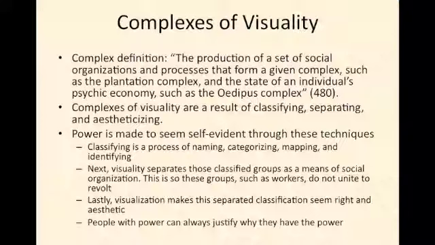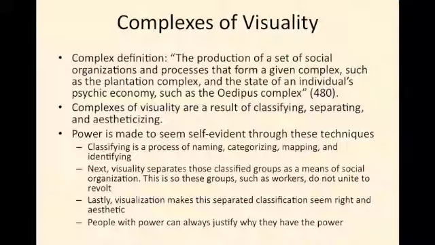And next he talks about his complexes of visuality, and the word complex in this context means the production of a set of social organizations and processes that form a given complex, such as the plantation complex, and the state of an individual's psychic economy, such as the Oedipus complex. And the complexes of visuality are a result of classifying, separating, and aestheticizing. Through these techniques, power is made to seem self-evident, and Mirzoeff discusses that classifying is a process of naming, categorizing, mapping, and identifying.